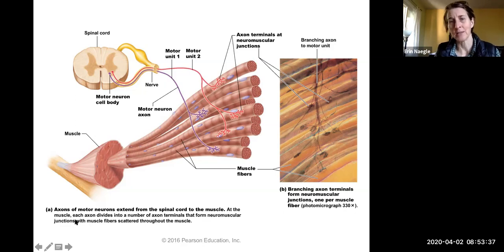Well, recruitment is, you might start with just recruiting 1 or 2 motor units in a muscle, and then the more force or strength you need, you're going to recruit more or activate more motor units, meaning more action potentials are going to get sent down more axons, causing a greater proportion of those muscle cells to contract.